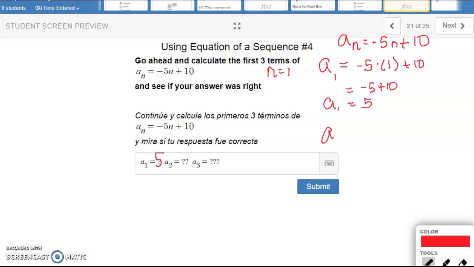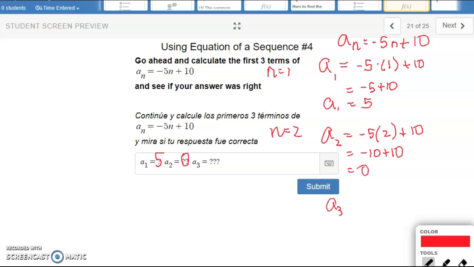What about a sub 2? That means n is equal to 2. So that's going to be negative 5 from the original equation times, instead of n, I'm going to use 2, plus 10. Negative 5 times 2 is negative 10, plus 10. That is going to be 0. So I know that a sub 2, or the second term, is going to be 0.